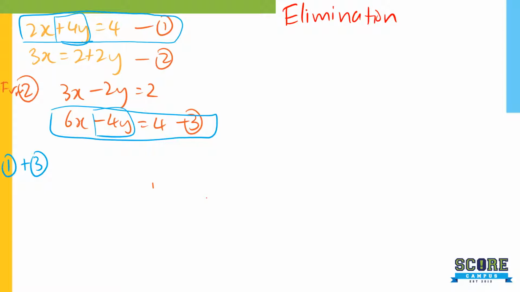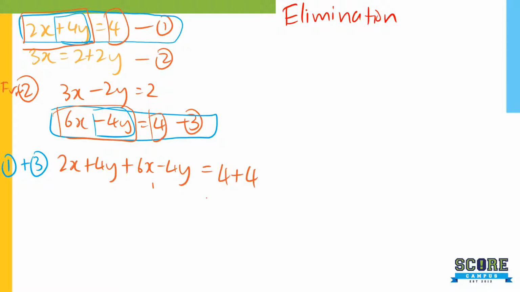So taking the left hand side, this plus this first, you get 2x plus 4y plus 6x minus 4y equals, on the right hand side, 4 plus 4. Simplifying this, 2x plus 6x is 8x, and 4y minus 4y is 0, equals 8. So x equals 1, which is the same answer as just now. This is equation 4.